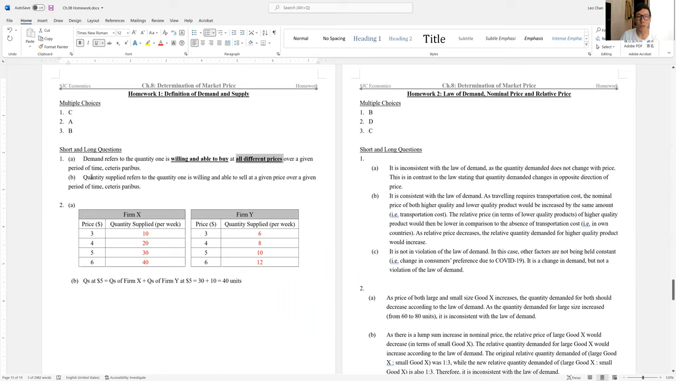Okay, while quantity supplied is willing and able to sell at a given price. One is talking about all prices, one is talking about a single price. Other than that, there is no more main point. Remember demand and supply: all different prices. Quantity demanded, quantity supplied: a given price, one price. Now, question one is not difficult.